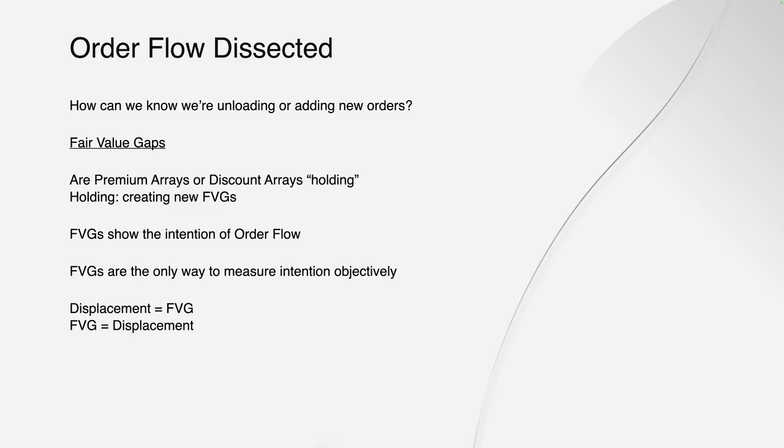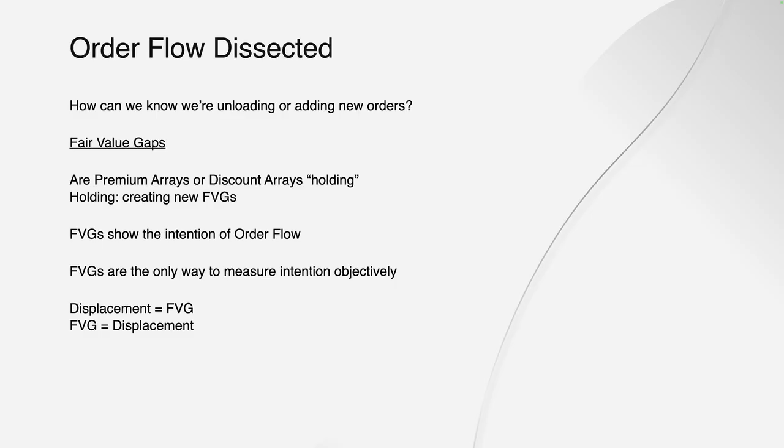So order flow dissected. How can we know we are unloading or adding new orders? How can we know if they are essentially removing orders or if they are adding new orders into the market? So what is their position essentially? That is told through fair value gaps. So are premium arrays or discount arrays holding? And what then does holding mean? What does it mean if a discount array is holding or is being respected essentially? Holding means creating new fair value gaps.